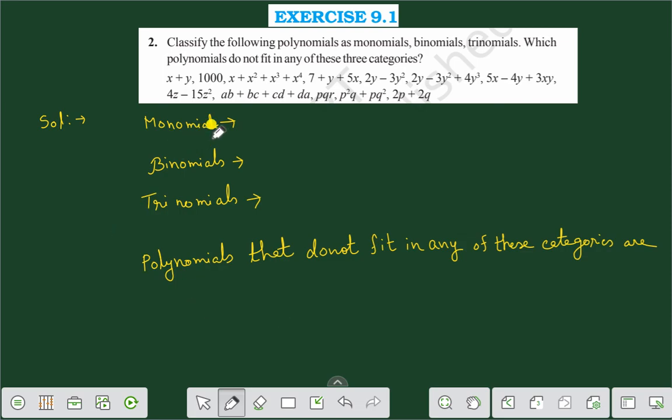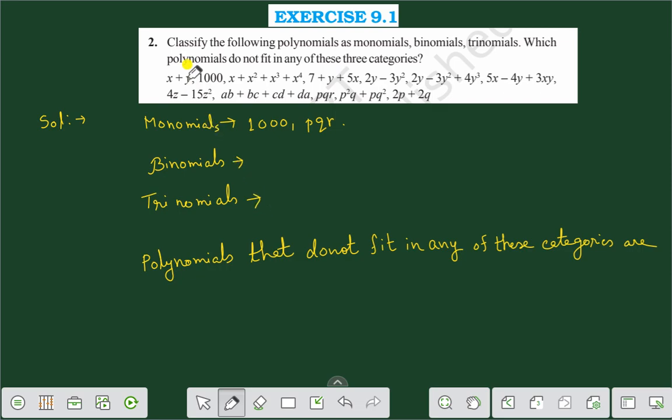Right. First of all, we find the monomials. You see, this is a monomial. This is 1000. This is one monomial, right? Another monomial is PQR. See this one, PQR. This is another monomial.